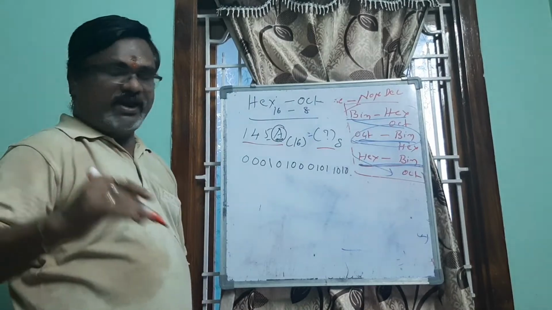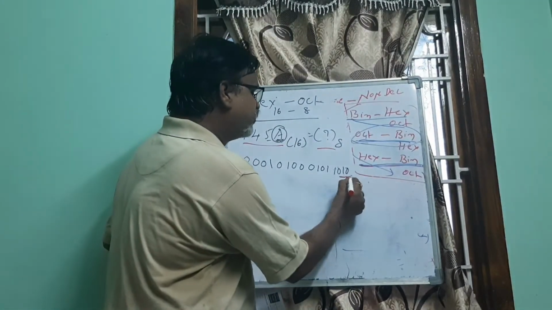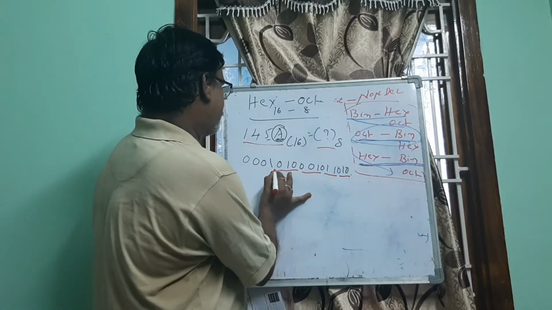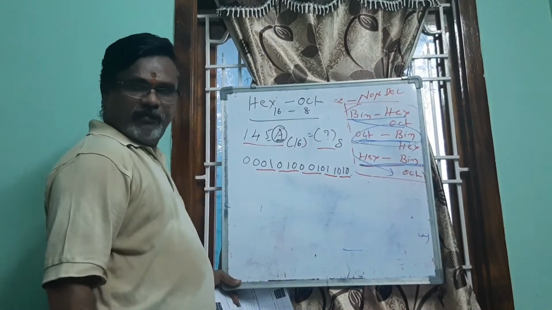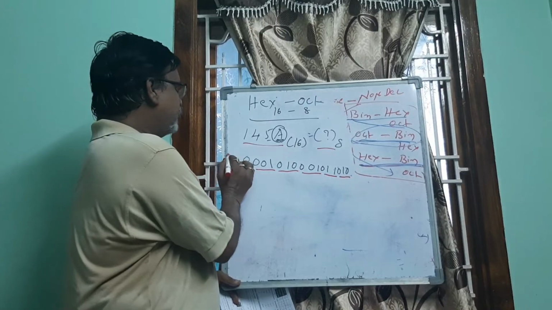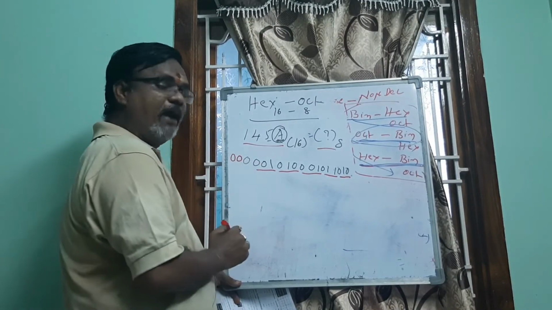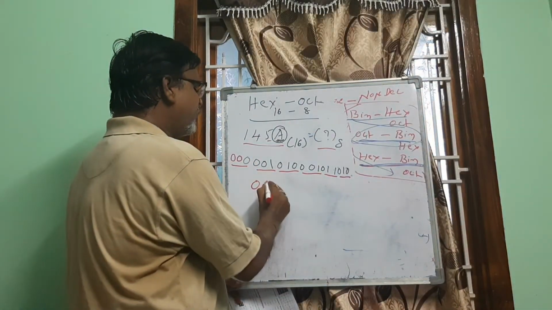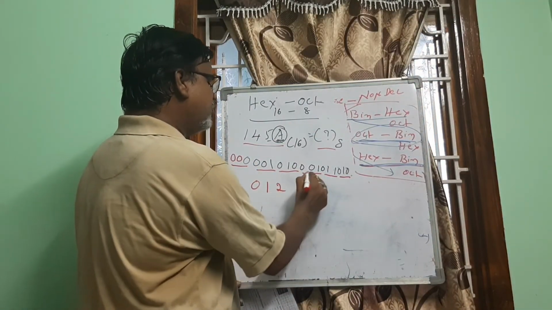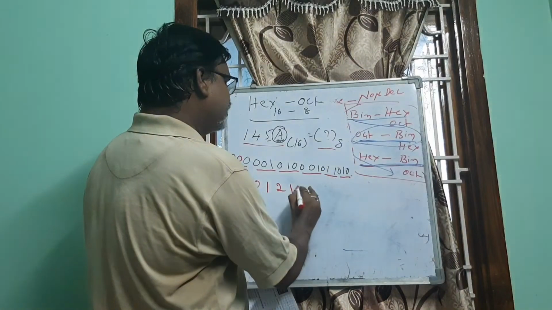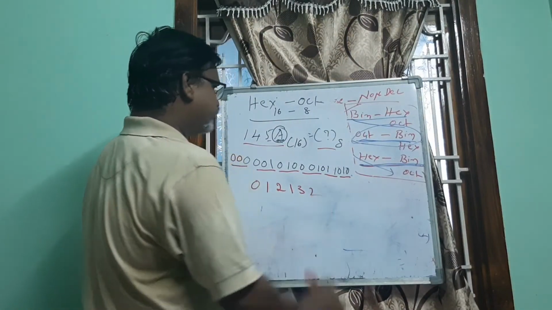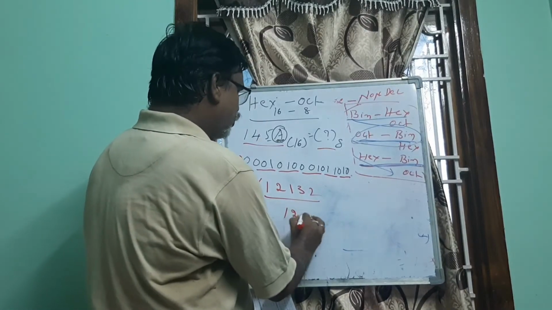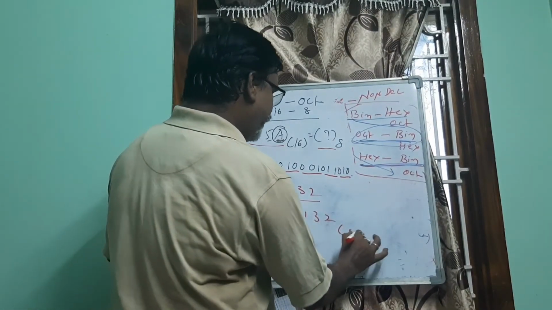octal. So for converting to octal, you have to make it into 3-bit positions. Okay, and here you got 0. So you pad it by adding 2 zeros. So this is 0, 1, this is 2, this is 1, it is 3, it is 2. Okay, so you can discard this 0. So 1, 2, 1, 3, 2, base 8.